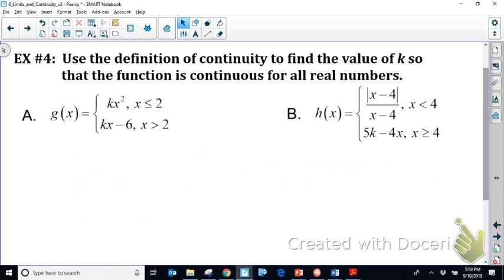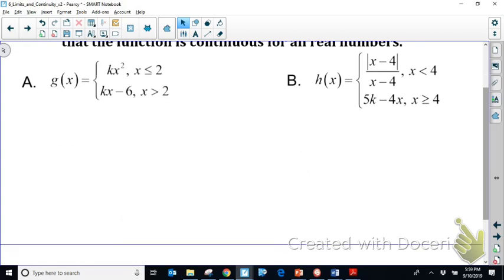So there's a process that we're going to use for these functions. Let's look at example A first. g of x is equal to k times x squared on the interval where x is less than or equal to 2, and k times x minus 6 on the interval where x is greater than 2.